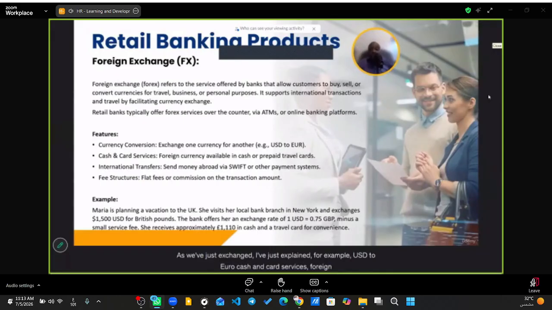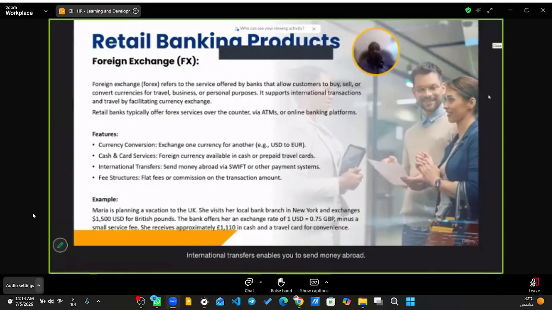Cash and card services: foreign currency available in cash or prepaid travel cards. These days, there are many services that enable you to load a different currency onto your card, or use a currency wallet within your regular debit card account, within your normal retail banking app service provider, to spend when you go to another currency. And we'll look at an example later.